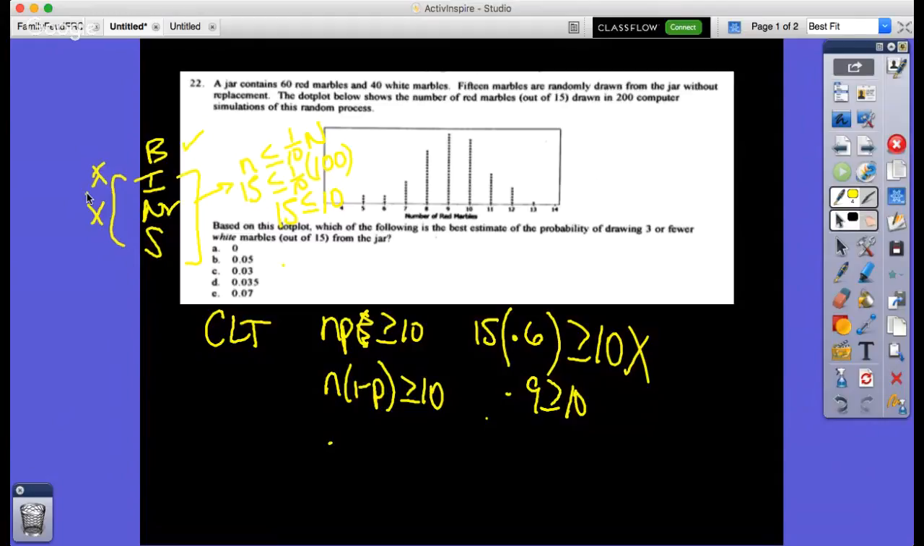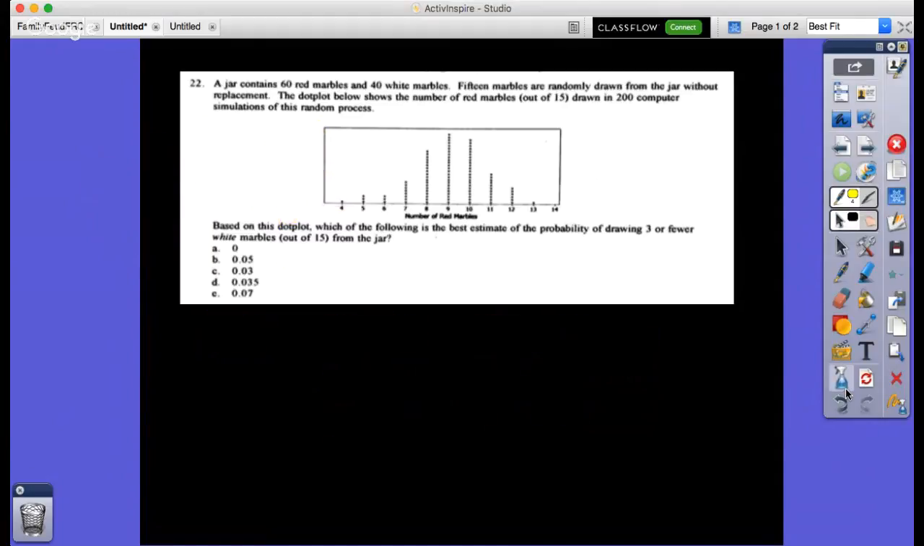So it says, based on this dot plot, which of the following is the best estimate of the probability of drawing 3 or fewer white marbles out of 15? There is no 3, right? So what does that mean? That means in 200 samples, that means we got how many 3s? But isn't that for red? So it'd be asking for 12 white, 13 white, and 14. Okay, so if we select 15 and it's looking for white, then what are we going to look at on the right side then?